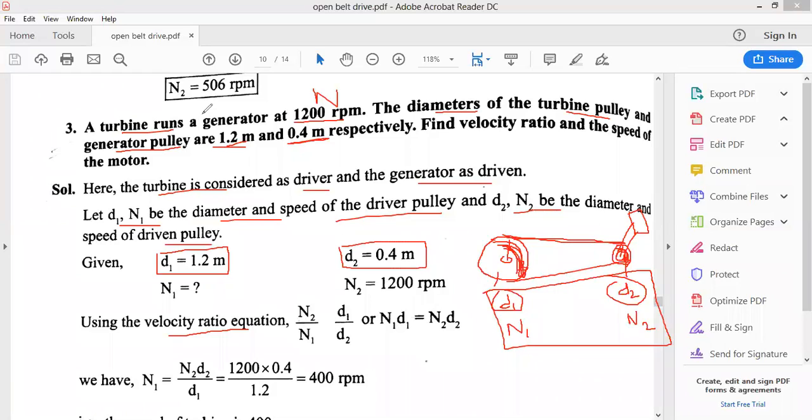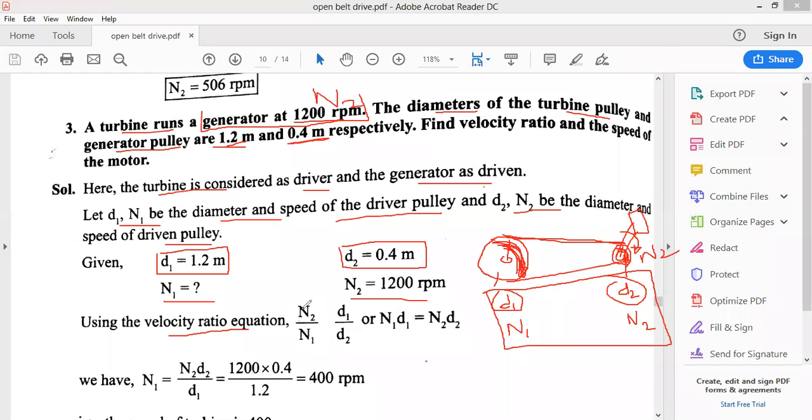A turbine runs a generator. At what speed is the generator running? That is why they have taken it as N2. The shaft of this generator is rotating at 1200 rpm, nothing but the N2 value. N1 is the speed at which the pulley connected to the turbine is rotating. N1 is not given, which is what we have to find out.